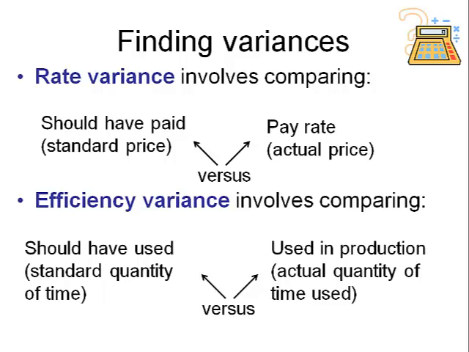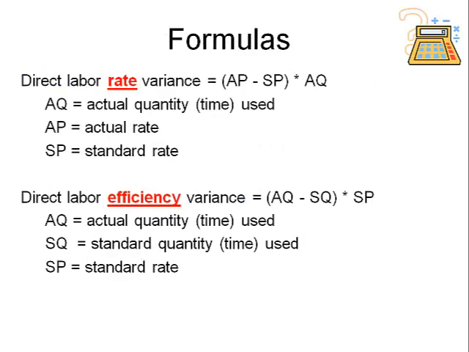The efficiency variance is similar to the usage variance for materials. So instead of how much material did you use, it's how long did it take you. That's the quantity for labor, is length of time. So we compare how much time you should have used, given how many you made, using the recipe or the standard costing, and we compare that to how long it did take them. If you like formulas, here it is in formula format, and so you can write this down in your notes and use this, or you can use the reasoning, which is what we did in the prior slide.